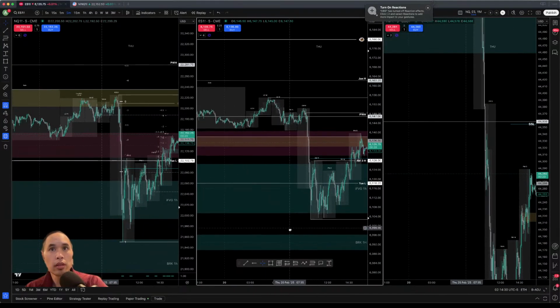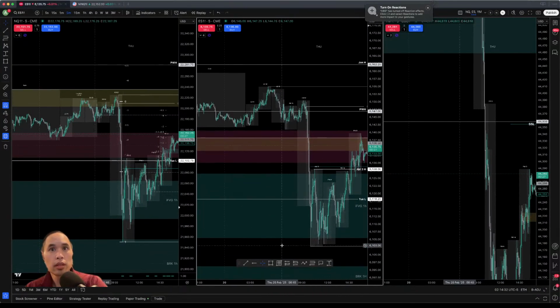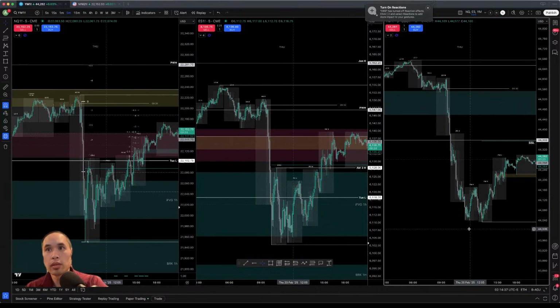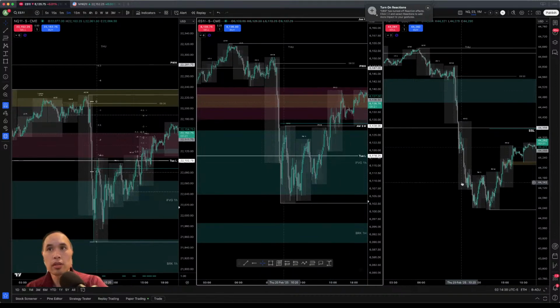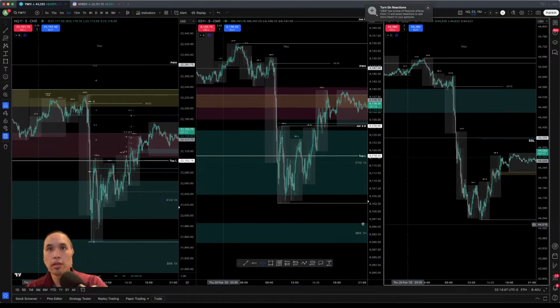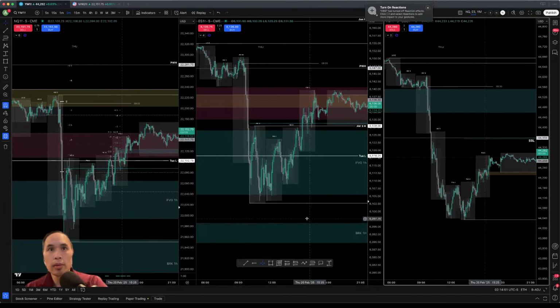Same here on ES. And let's see, what SMTs did we have? I think we had an SMT with YM. That's what brought us higher. So now look at YM. I didn't see any SMTs here. ES took out Tuesday low. And then here's what happened. YM took out this low, so a 90-minute cycle low.